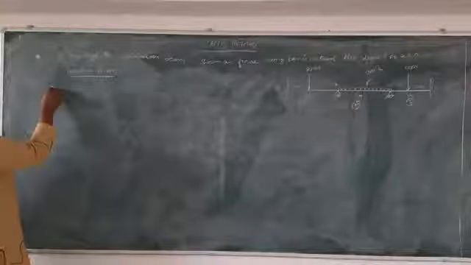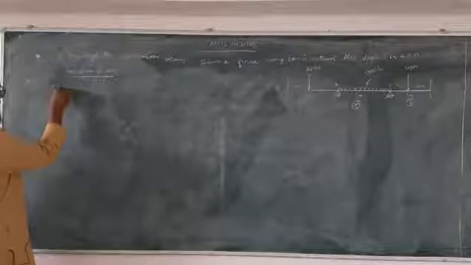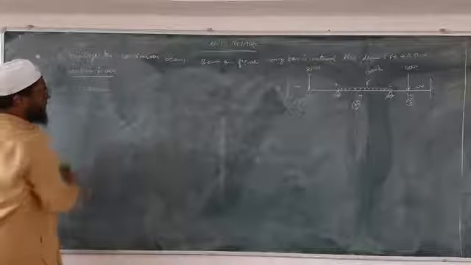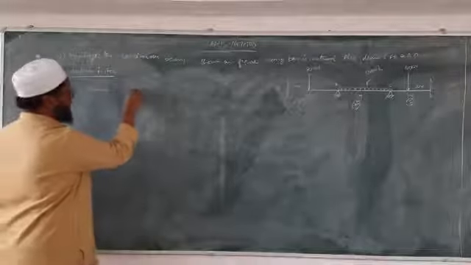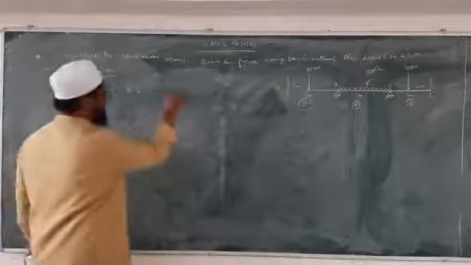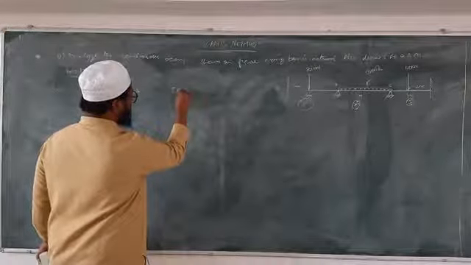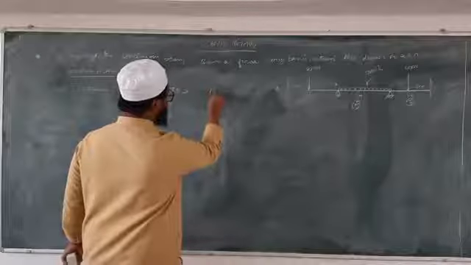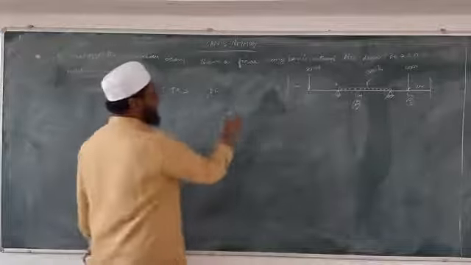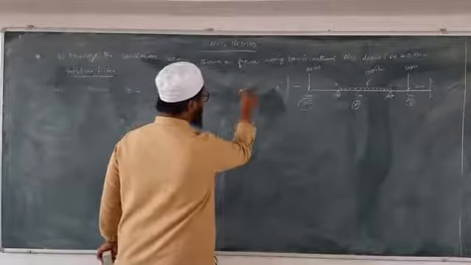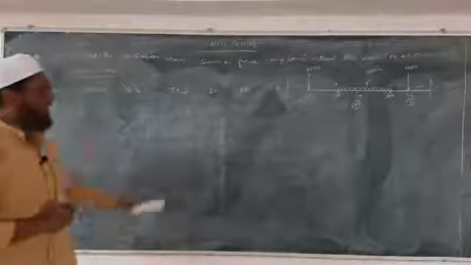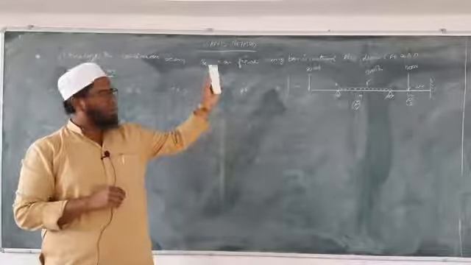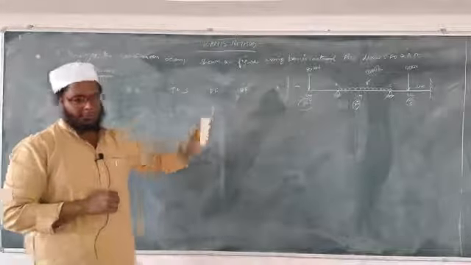That is, first is joint, then member, then relative stiffness, then total relative stiffness, then distribution factor, then we have rotation factor. One extra column will be added in Kani's method, whereas this was not there in the previous method, right?